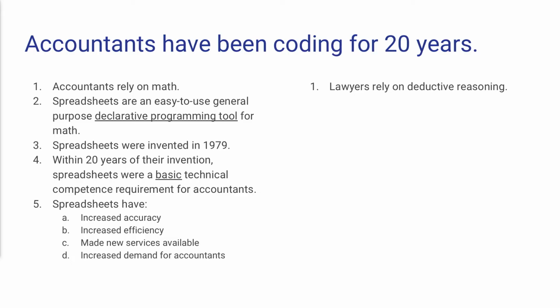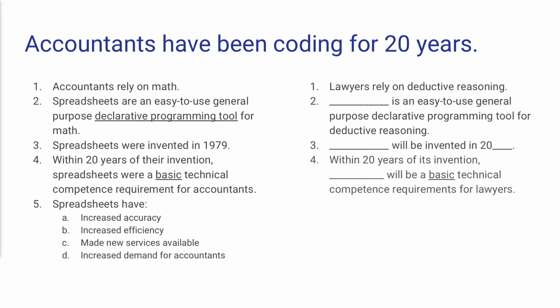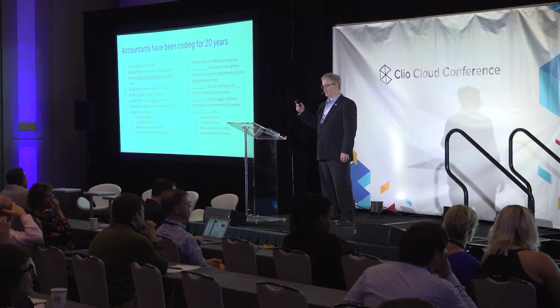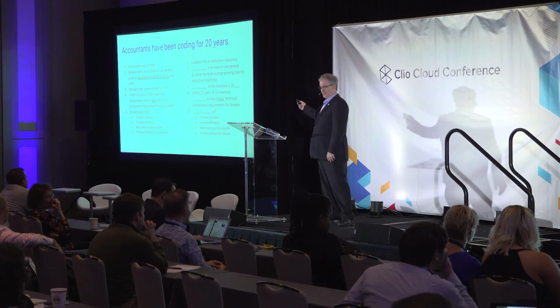Lawyers rely on deductive reasoning. Blank is an easy-to-use, general-purpose declarative programming tool. Why is it blank? Well, we don't actually have one yet, right? But the rest of the story is the same. The rest of the story still makes sense. So the question is not, is this the right story? This is what's going to happen, but only if that blank gets filled.